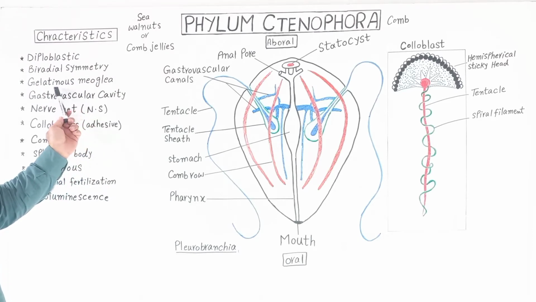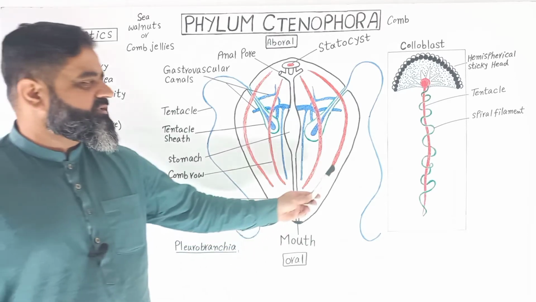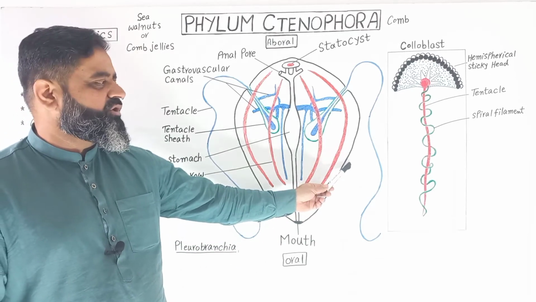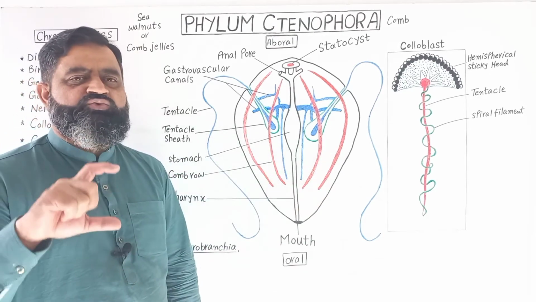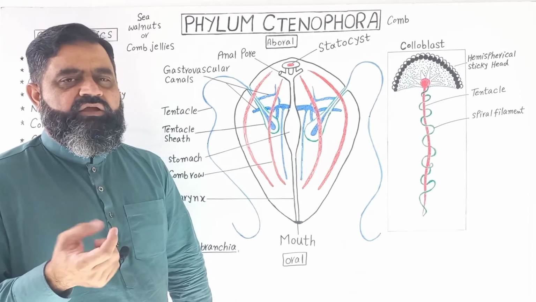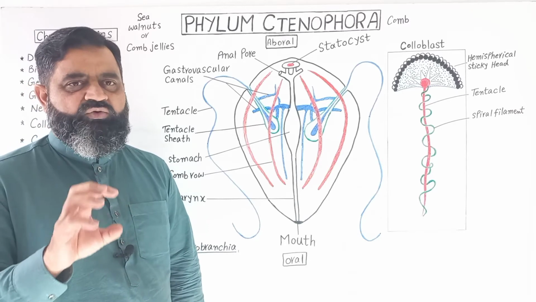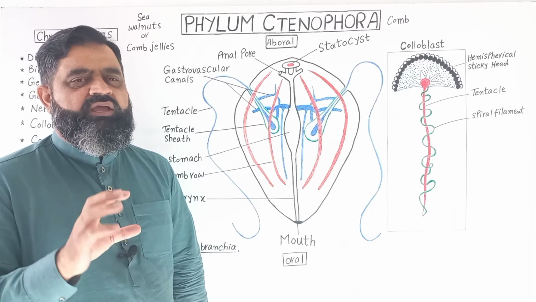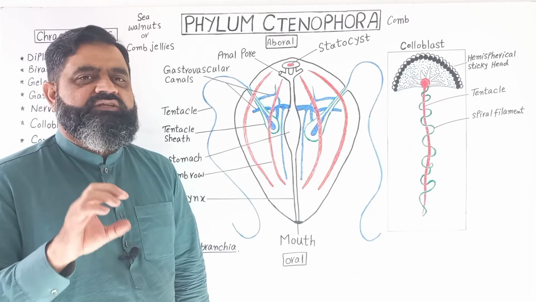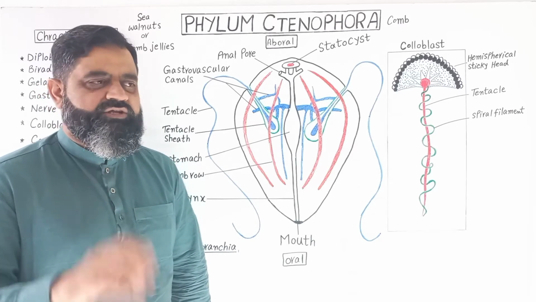Next characteristic is that they contain gelatinous mesoglea. As you know, these animals have two body layers, ectoderm and endoderm, and in between these two layers there is a middle layer which is known as mesoglea, which is jelly-like. Usually in these animals, mesoglea is cellular and contains many cells, and some zoologists consider it as a third layer and consider these animals as triploblastic.